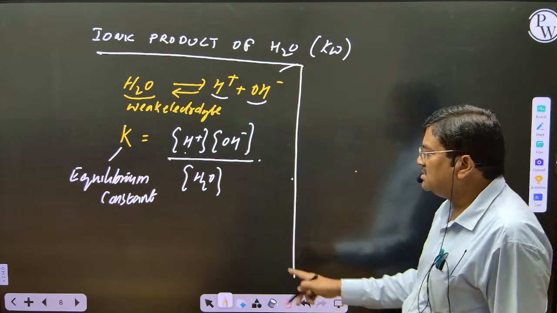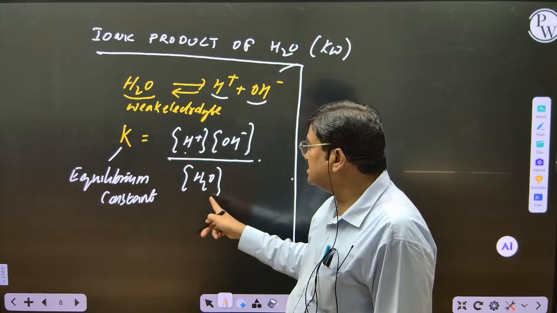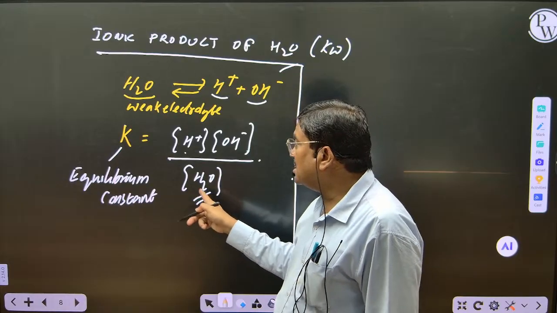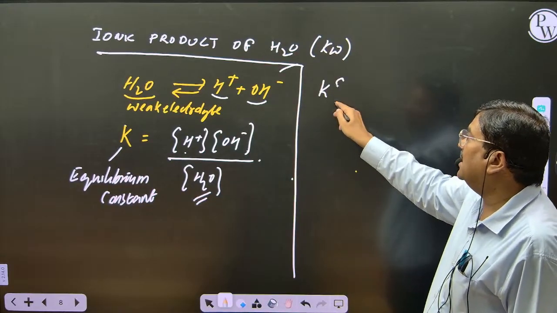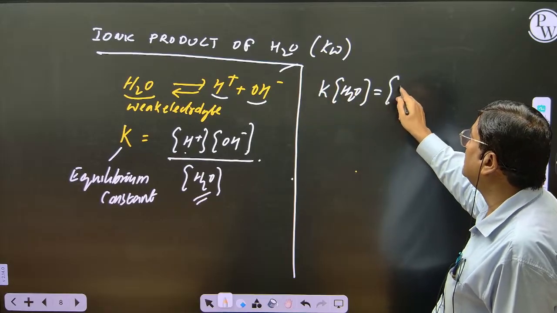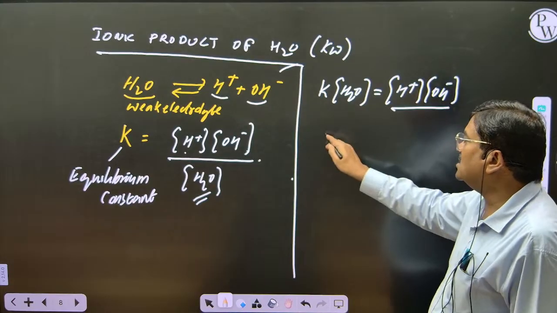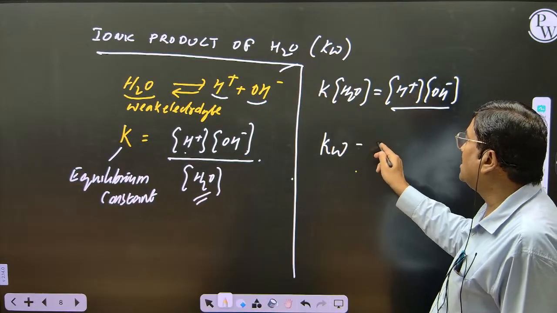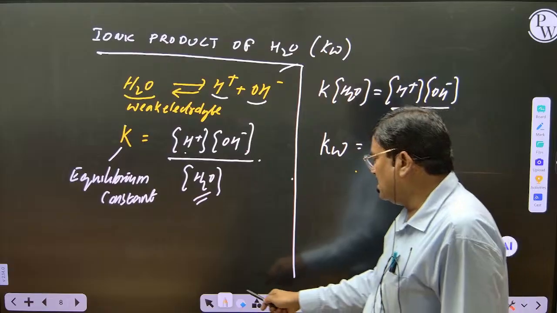Now see, water is a weak electrolyte, meaning its ionization is very less. So can I say water is a constant, because it is ionizing to a very small extent? So I bring this constant to the left side. K is a constant, and water is also a constant. Multiplying one constant with another constant, we get a new constant. That new constant we call Kw, the ionic product of water.